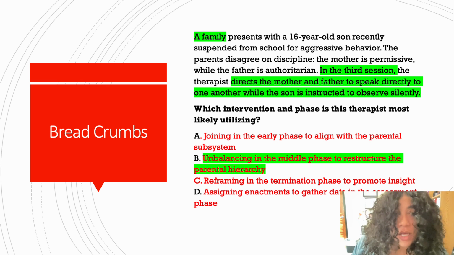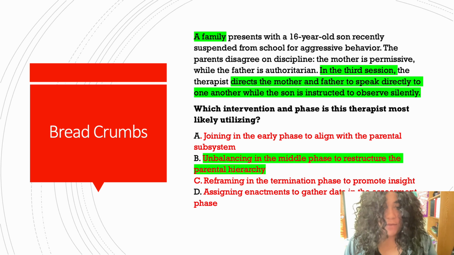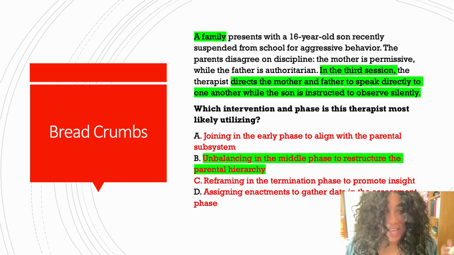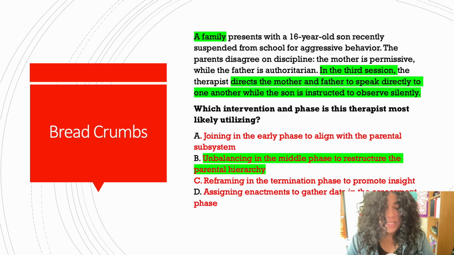If we go back and look, the parents disagree on discipline. So now we have to get the mother and the father together as a unified front. And that's the way to do it. Unbalancing, middle phase, because unbalancing is what? An intervention that you would be doing in a third session, which is the middle phase of therapy for structural therapy. I hope this made sense for everyone.